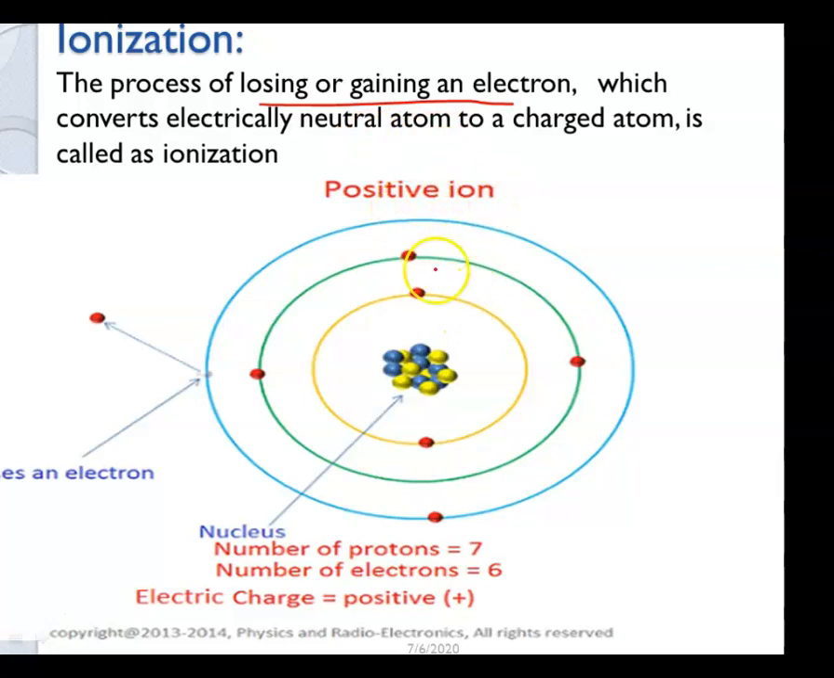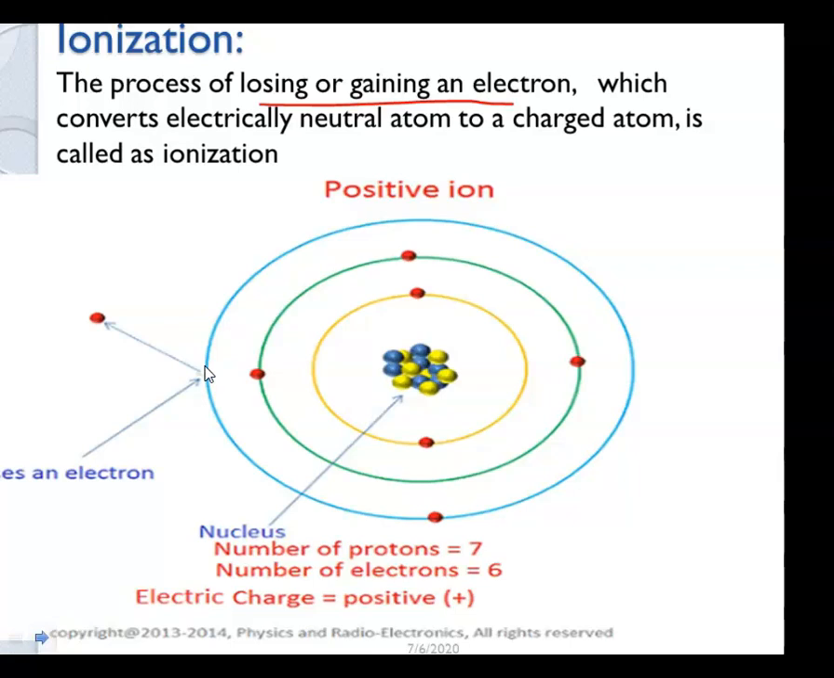In this figure, the total number of electrons orbiting the nucleus of the atom is 6 and the total number of protons in the nucleus is 7. So positively charged particles, that is protons, are more than the negatively charged particles. Therefore the total electric charge of that atom is positive. Now see how the positive ion is created. In an electrically neutral atom, if the electrons are pulled away from the outermost orbit, then the atom will lose an electron.